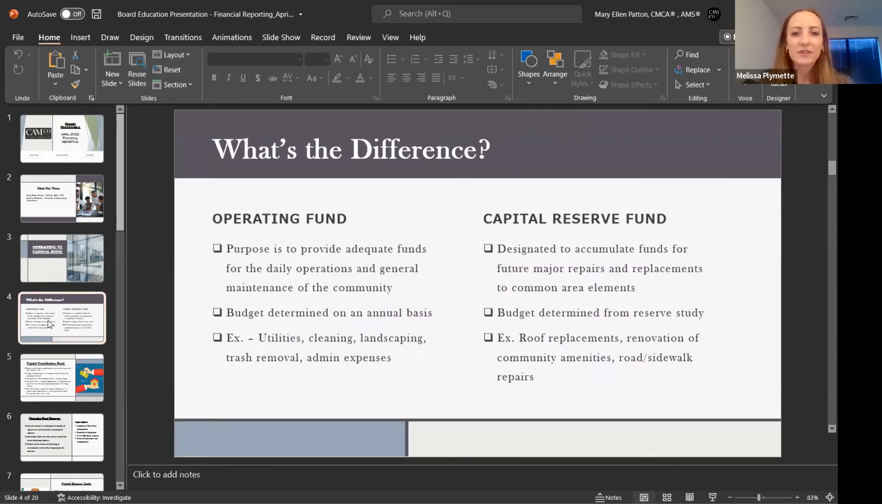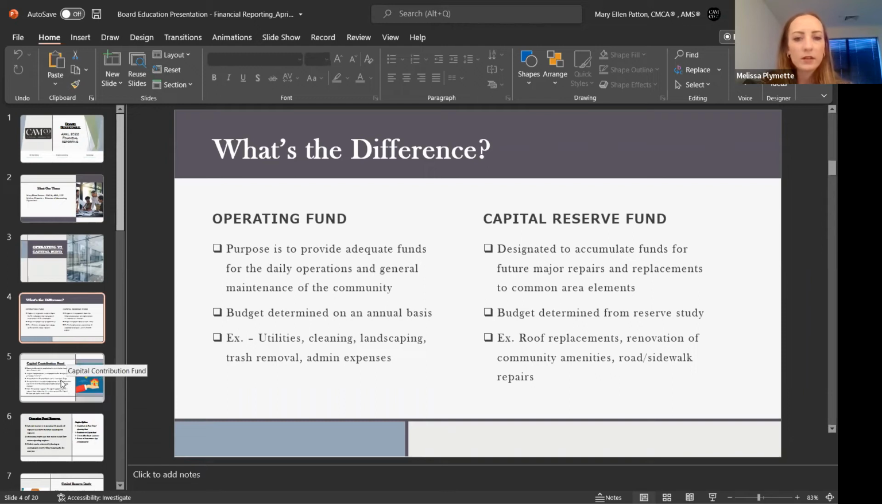Thank you. So in the HOA and condominium space, there are primarily two funds that make up the association's equity. It's the operating and the capital reserve fund. So some associations may have additional funds to allocate resources. If they have an ongoing capital project, you might have an additional fund for that. But there are primarily two funds and everything else kind of falls within one or the other.